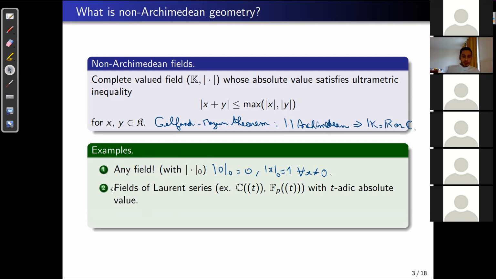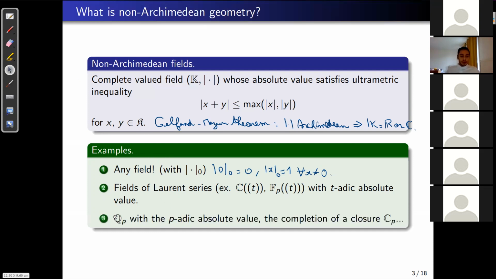A more interesting example are fields of Laurent series, so just over any general field K, K((T)). So I chose C and F_p because there are kind of canonical examples, and the absolute value is the usual t-adic absolute value of power series.